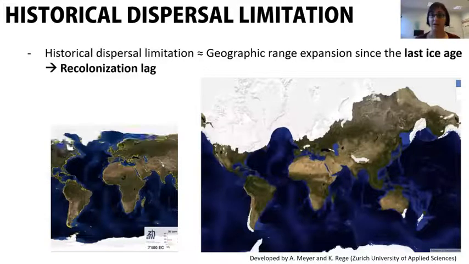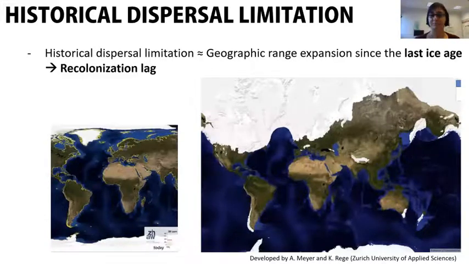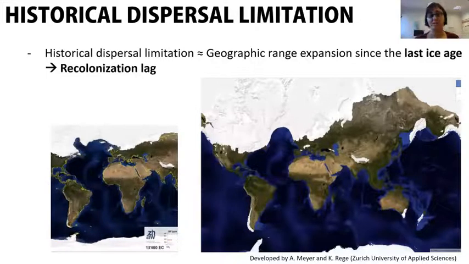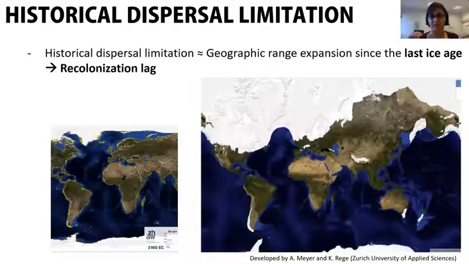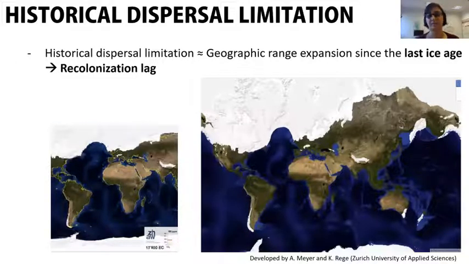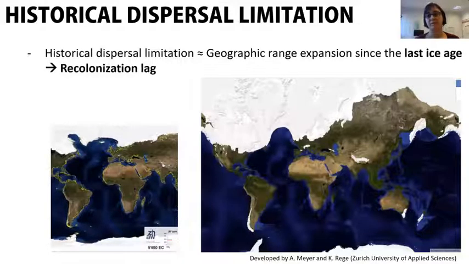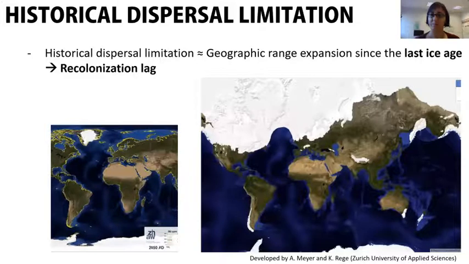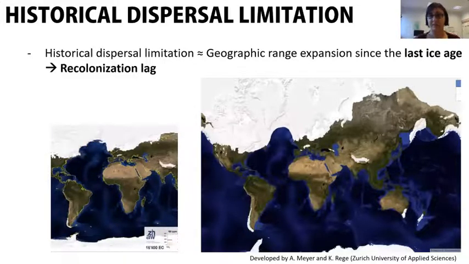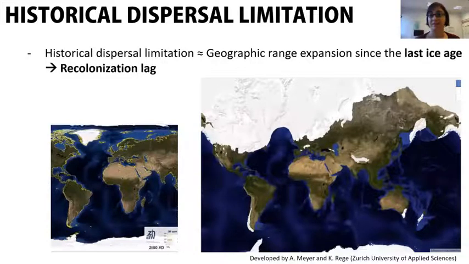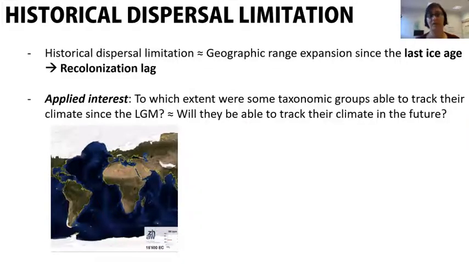latitudes were covered by an ice sheet, and since then the taxa, whose ranges were restricted to the south of Europe or the south of North America, had to recolonize those northern latitudes. So what we are trying to assess is to which extent they have been able to expand their range to those localities that now might have suitable climate and suitable habitats, but they are still on the way to get there. So we are interested in this recolonization lag.